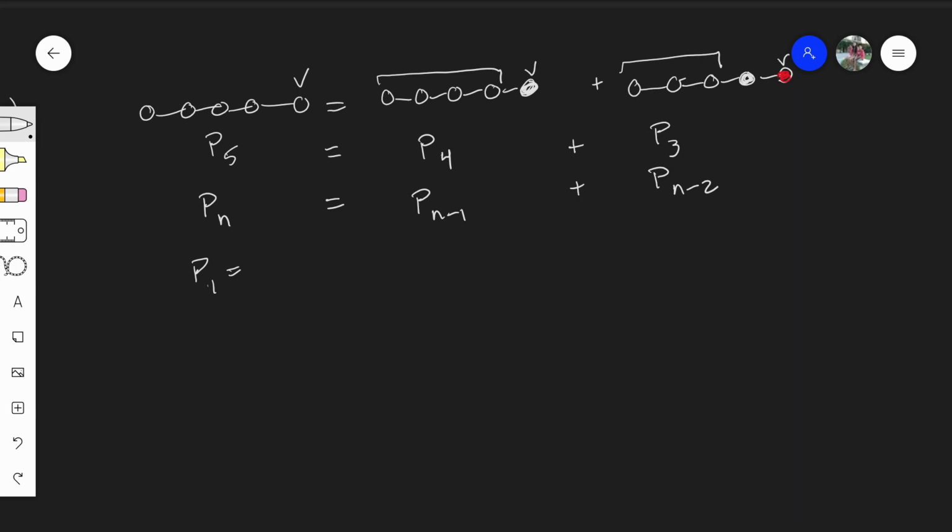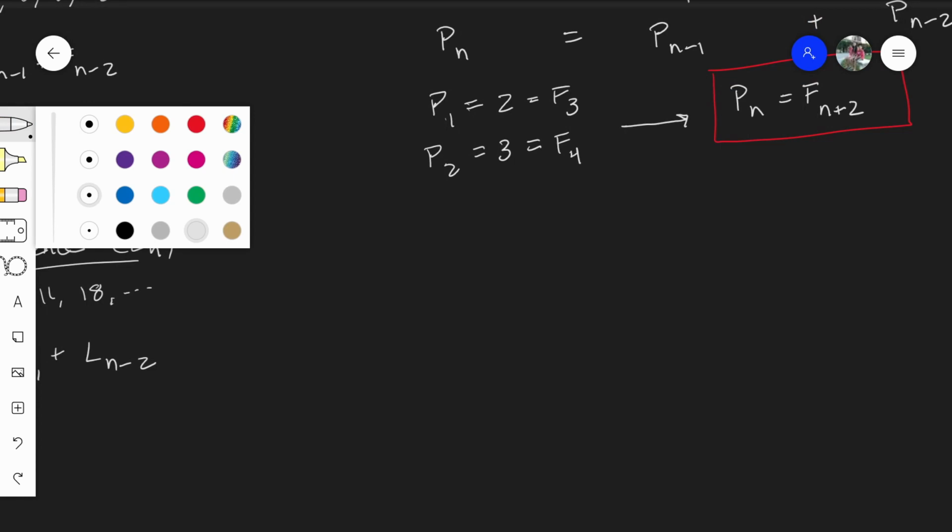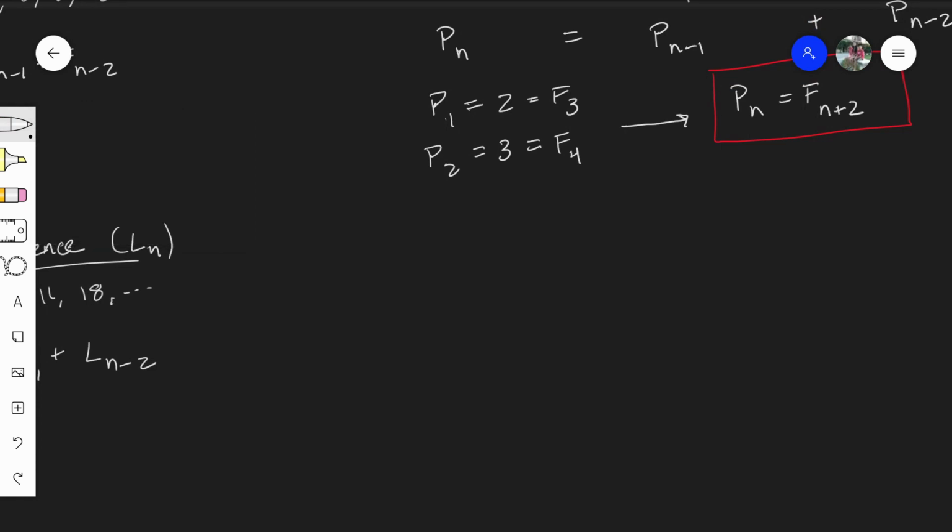Because P1 has 2 ways of coloring and P2 has 3 ways of coloring, the number of ways to color Pn is equal to the (n+2)th Fibonacci number. Okay, well, what about the Lucas sequence? Can we prove that the number of ways to color a cycle graph are the Lucas numbers?